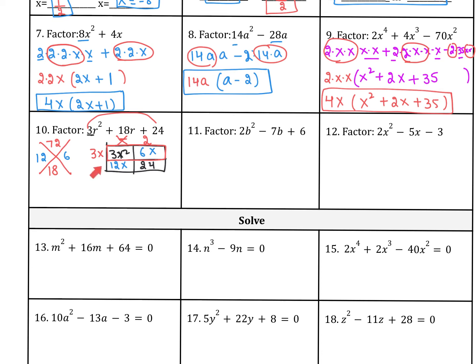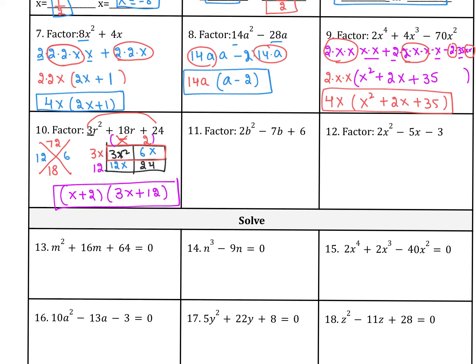And what goes here that you multiply with x should give you 12x? That's going to be 12, because 12 times x is 12x and 12 times 2 would be 24. Factors are going to be x plus 2, the top one, and the side numbers 3x plus 12.